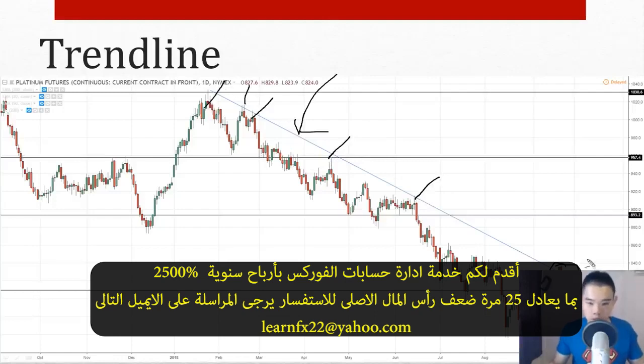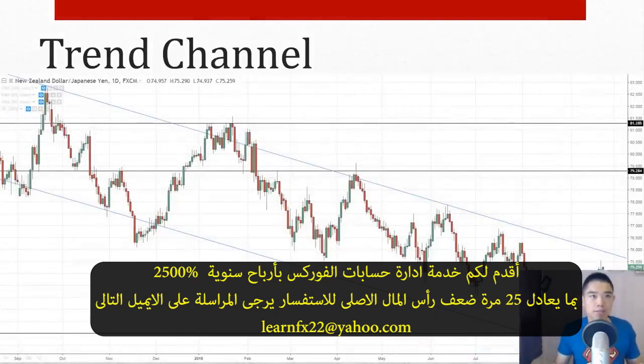So you know that if you want to sell, this is pretty much a good level to sell, since the market has respected this trend line in the past. Trend channel is just a slight variation of it.